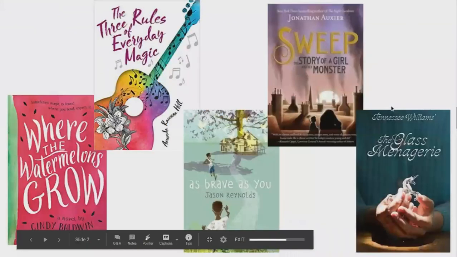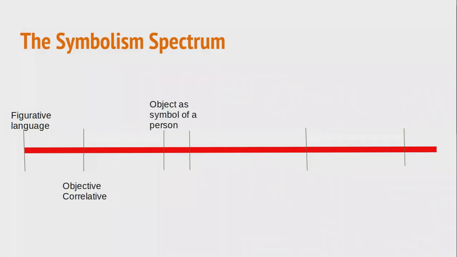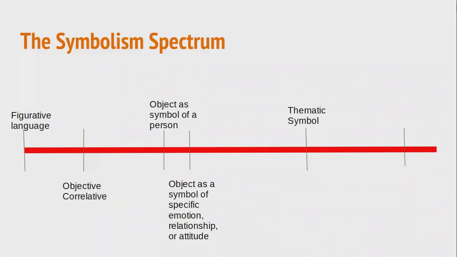These are the books I'm going to be using examples of literary symbols from. Symbolism is a spectrum, and on the very smallest end of the spectrum, we have figurative language like metaphors and similes, and then we have the objective correlative next, which is itself a spectrum that includes objects as a symbol of a person, objects as a symbol of a specific emotion, relationship, or attitude. And then separate from that, we have the thematic symbol, which is a very involved symbol. And then, of course, allegory on the far end of the spectrum, where everything is a symbol.